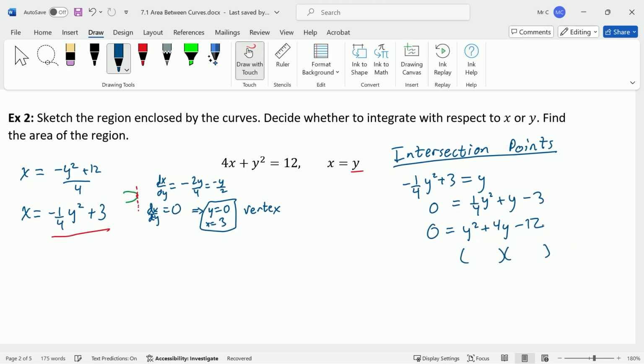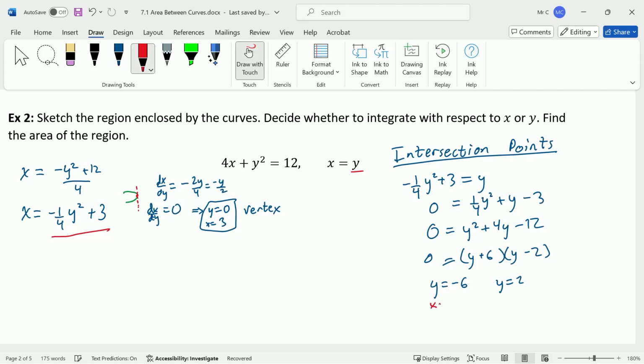Okay, with that in mind, let's see if we can factor this. Can we get factors of 4 and of negative 12 that add up to 4? And that would be a positive 6 and a negative 2. So for our intersection points, we get y equals negative 6 and y equals 2.